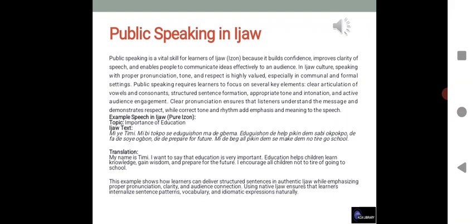Translation: My name is Timmy. I want to say that education is very important. Education helps children learn knowledge, gain wisdom, and prepare for the future. I encourage all children not to tire of going to school. This example shows how learners can deliver structured sentences in authentic Ijaw while emphasizing proper pronunciation, clarity, and audience connection. Using native Ijaw ensures that learners internalize sentence patterns, vocabulary, and idiomatic expressions naturally.